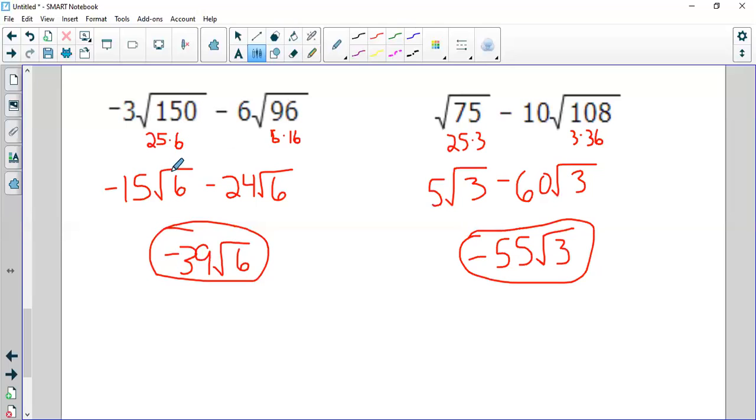Always looking to find that like term radical, combine those coefficients, you got yourself a final answer.